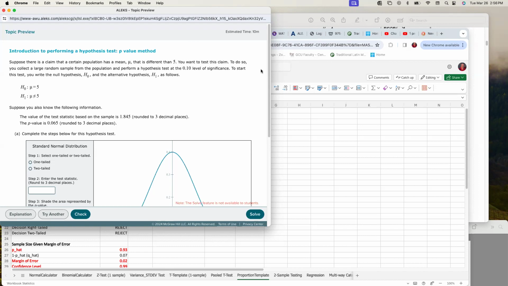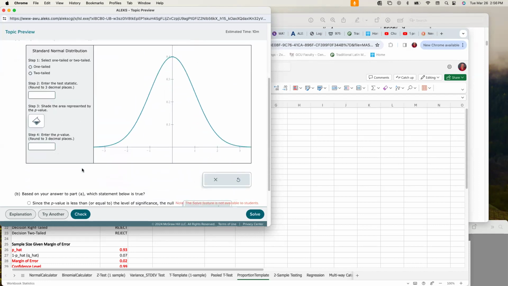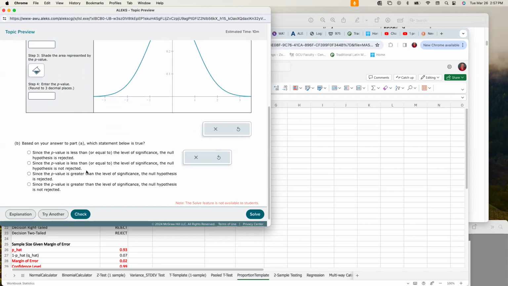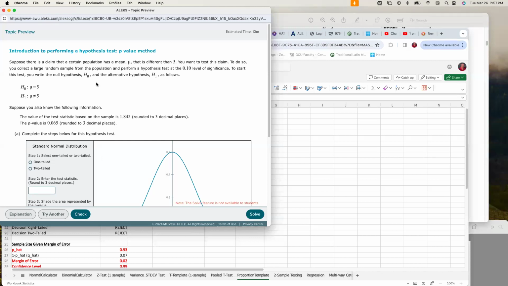Here, they don't give a scenario, but they do give you a set of hypotheses. So it's kind of like they do part of the problem for you. You're not really focusing on the context of the problem, you're just focusing on the mechanics. This is going to be determining a p-value and also determining which one of these statements is true, which is basically your conclusion based on your p-value.